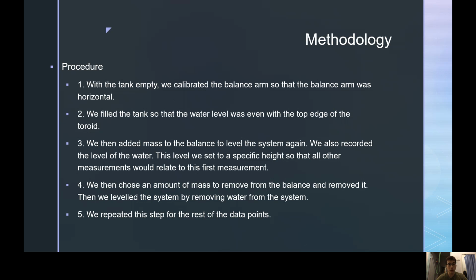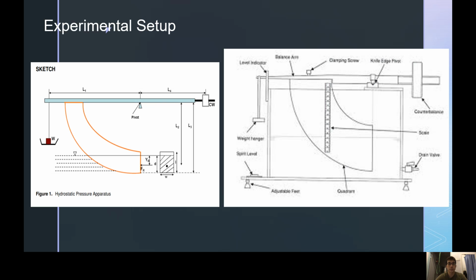We then chose an amount of mass to remove from the balance, and removed it. Then we leveled the system by removing water from the system. We repeated these steps for the rest of the data points. Here we have the experimental setup. On the left, we have the sketch diagram, and on the right, we have a labeled diagram.